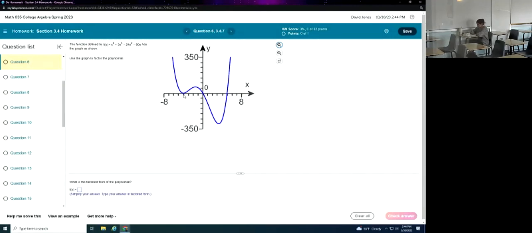This was problem 6 in the homework. And they gave x to the 4th plus 3x cubed minus 24x squared minus 80x. I'm going to scribble down this graph real quick, that way it's in the lecture notes, and I will put the camera on after that.